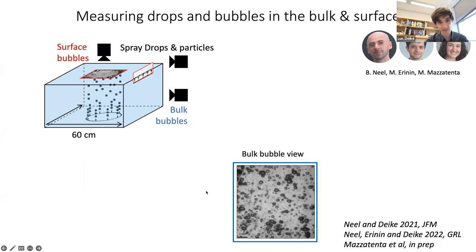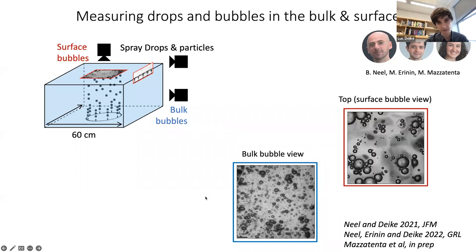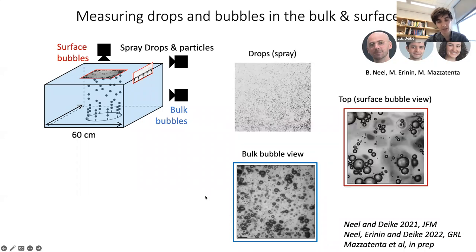So again, the point of this experiment is we're going to look at the bulk, the surface, and the drops. And because it's in the lab and it's a fairly small scale experiment, we're going to be able to play with the size distribution in the bulk and look at the resulting behavior at the surface and the resulting droplet size distribution.